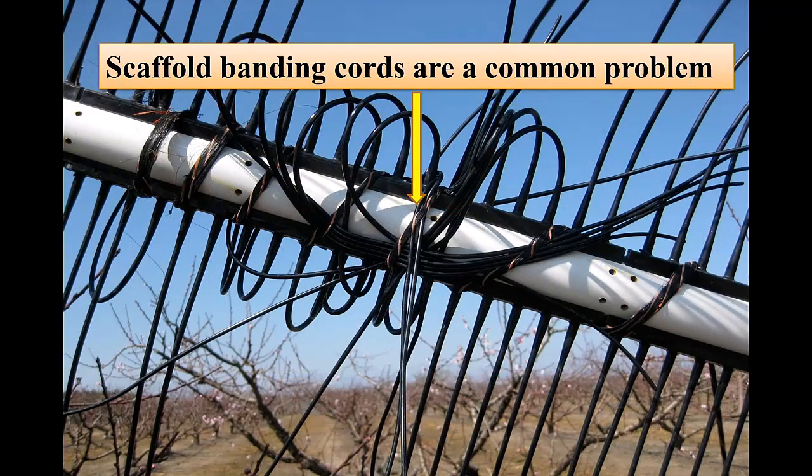Also, we banded those cords. You can see a little bit of the orange, red, orange, black cords. They are a problem. If you're banding your trees, you don't want to put the Darwin in there. I mean, it takes a long time to unravel that mess.